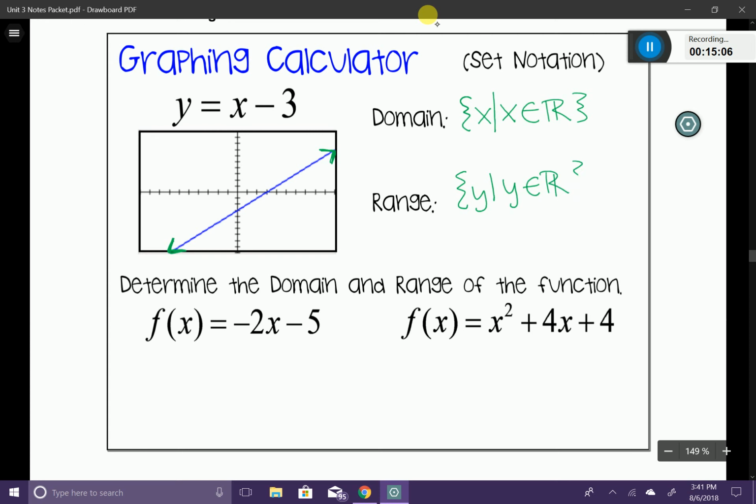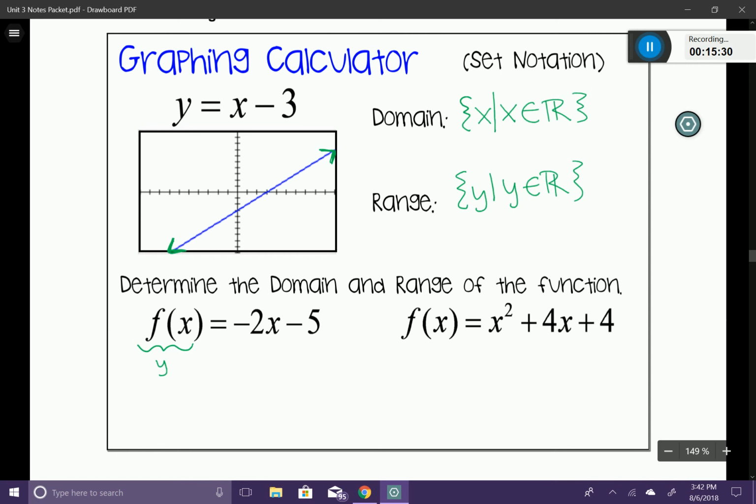Same idea. But let's say it's not as easy. Let's say that I don't give you the picture. How could you figure it out? It says determine the domain and range of the functions below. Also notice that I put those two functions in function notation. Just remember that f of x is just another way of saying y.